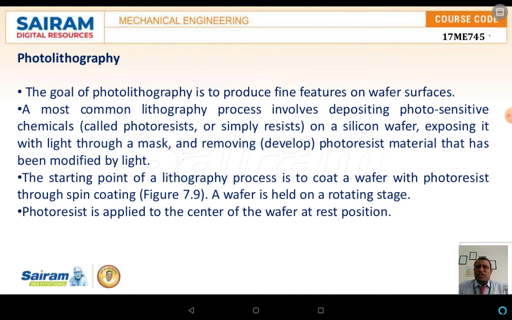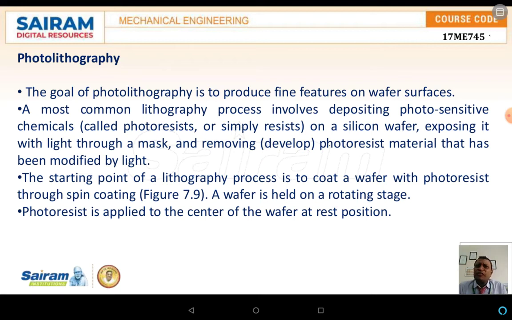As the name suggests, there are two terms, which is nothing but a photo and another one is nothing but a lithography. Put together is nothing but photolithography. The most common lithographic process involves the deposition of a photosensitive chemical, which is also called a photoresist, or in a simpler way it is also called the resist, on the wafers, and then which is exposed to the light of the mask and removing the photoresist material that has been modified by the light.